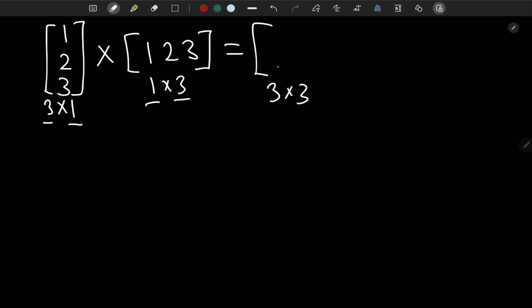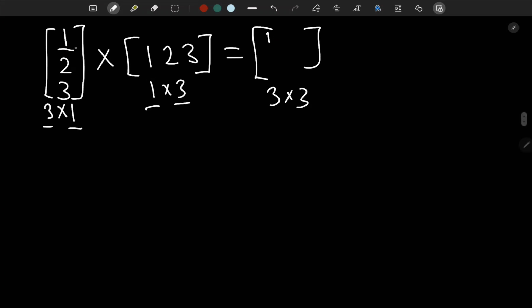Now let's perform the multiplication again. The first row of the left hand side matrix multiplied by the first column, first row, first column, you will get 1. Now first row of the first matrix times the second column, you will get 1 times 2, which is 2. Again, first row of the first matrix times the third column, so we'll get 3.